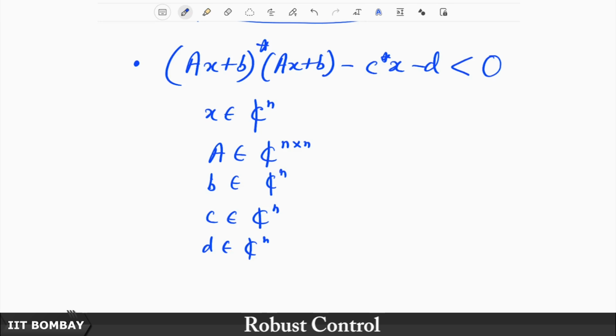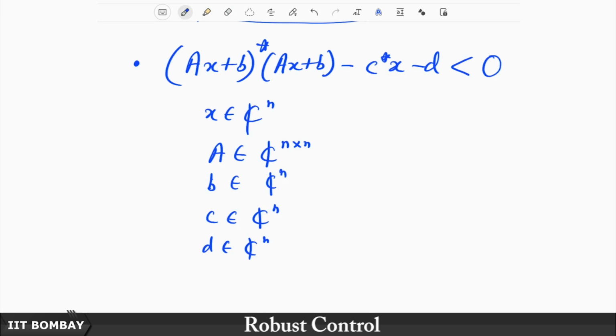Maybe I can choose this x to come from R^n rather than C^n, but anyway, let me make this R^n. Maybe make the c also R^n then, and then the c star doesn't really make much sense. No, let me retain it as it is. Let's not simplify things. That becomes too simplistic.